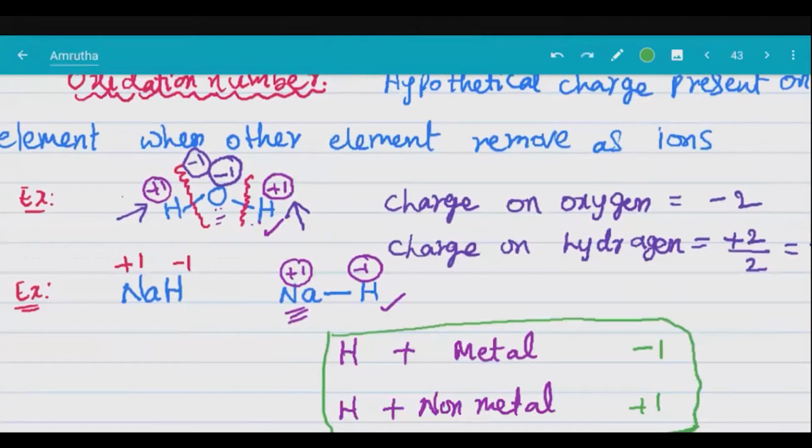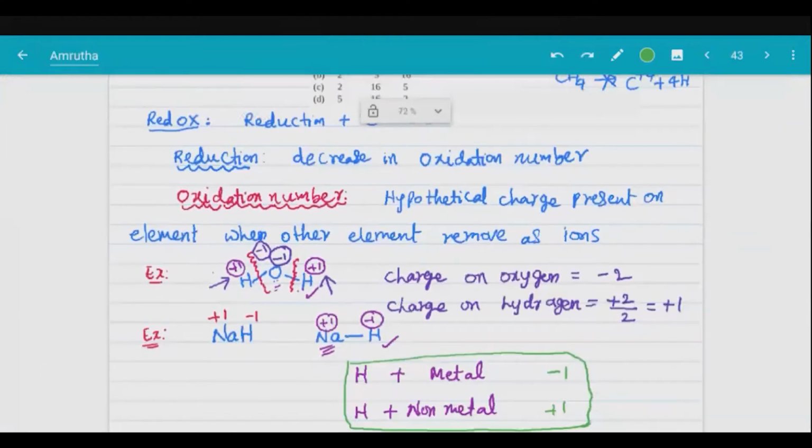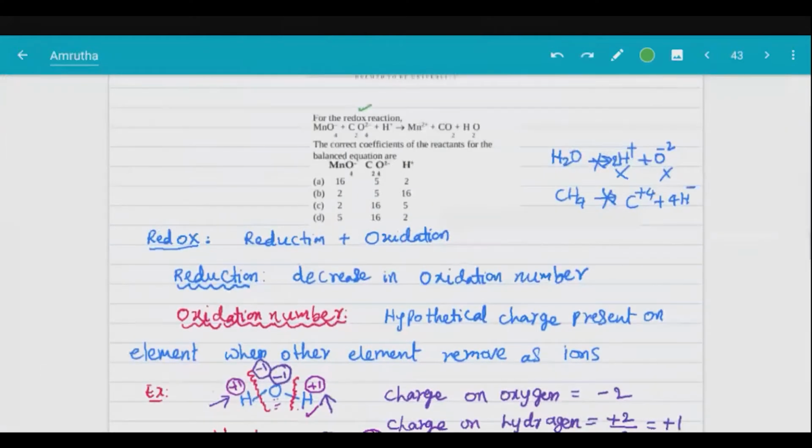So what is there here? MnO4 minus, C2O4 minus 2, H plus. So listen carefully, I'll give you a very simple trick to balance redox reaction. You can apply it to any other redox reaction. Balancing redox reaction is our topic, focus on this. After this concept, you can balance any other reaction, whether it is acidic medium, basic medium, any reaction, you can balance it easily.